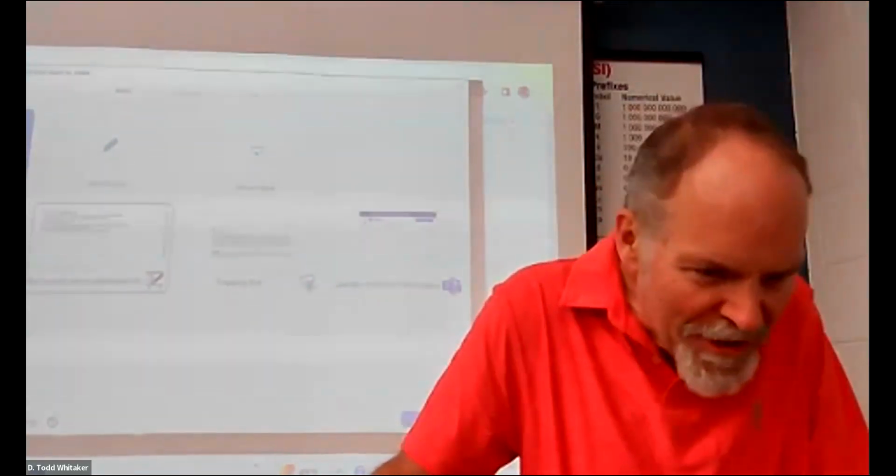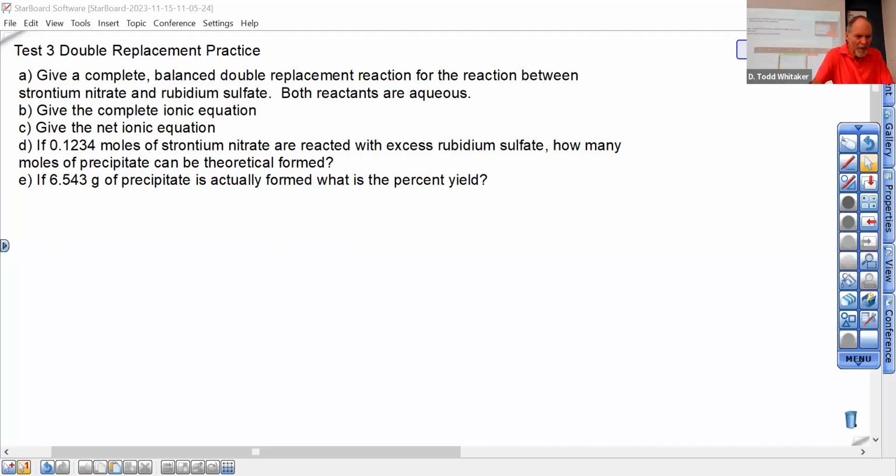Practice exam question, double replacement. We're supposed to give a complete balanced double replacement reaction for the reaction between strontium nitrate and rubidium sulfate.